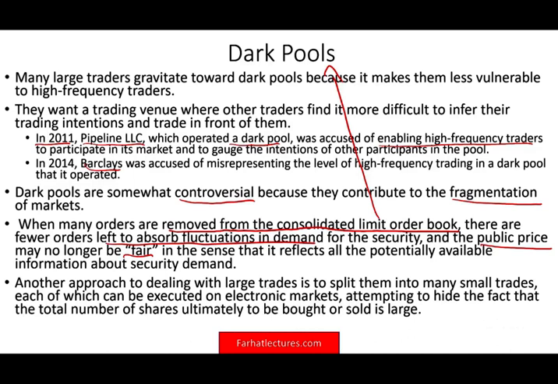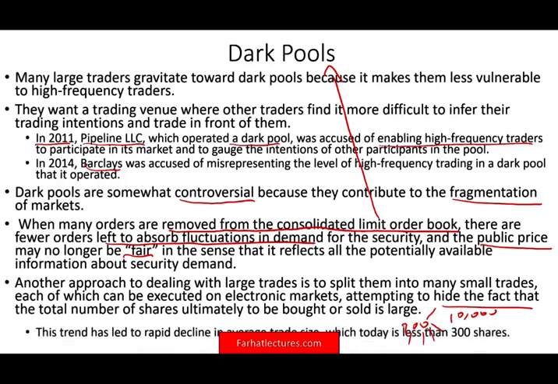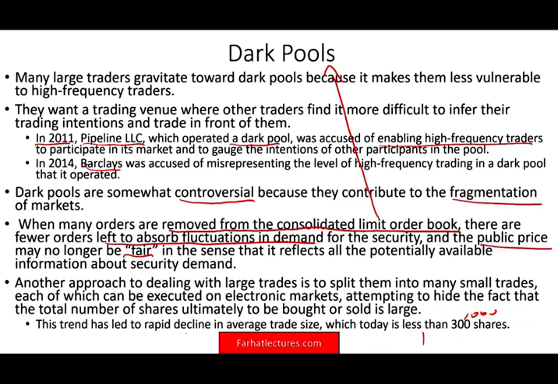So another approach to dealing with large trades, if dark pools are for large trades, is to split them into many small trades, each of which will be executed on an electronic market, attempting to hide the fact that the total number of shares ultimately bought or sold is large. So if you want to buy 10,000 shares, rather than buying 10,000 shares at once, break it down into 200 shares and send them to different markets, then no one will know what's going on. And this trend has led to a rapid decline in the average trade size, which today is less than 300 shares. So what's happening is a lot of people, since they may not be able to access the dark pool, if they have a large order, will break it down into smaller pieces, especially since the fees now to trade stocks are very small because the bid and offer is in decimals.